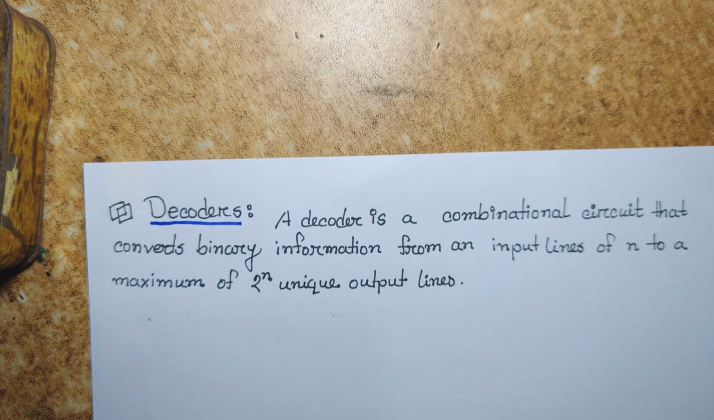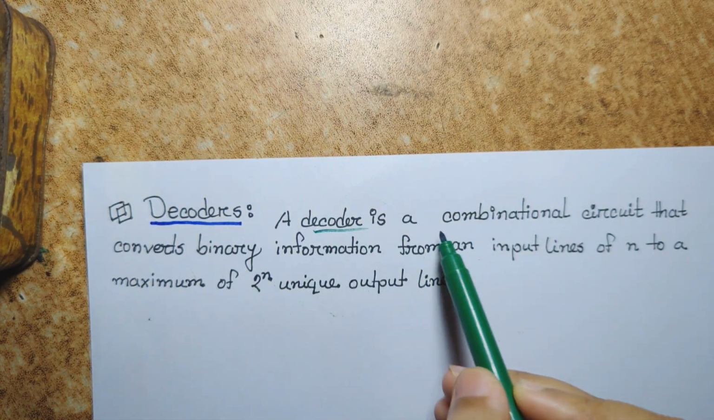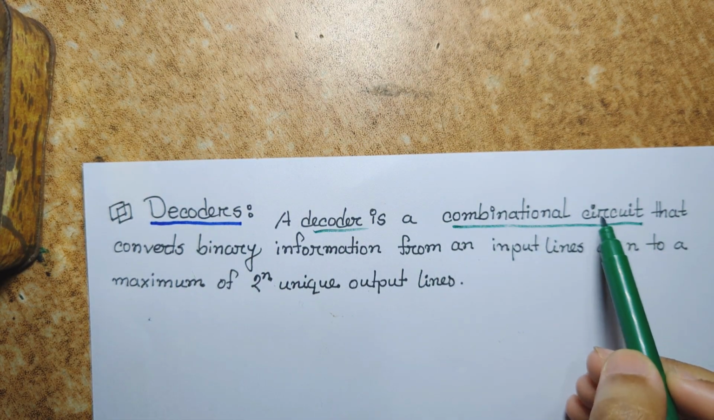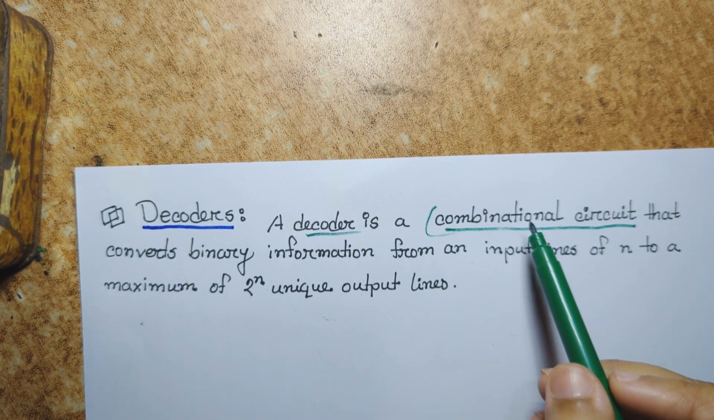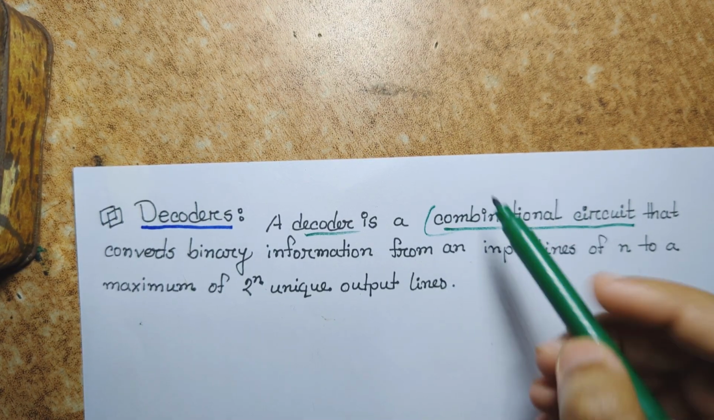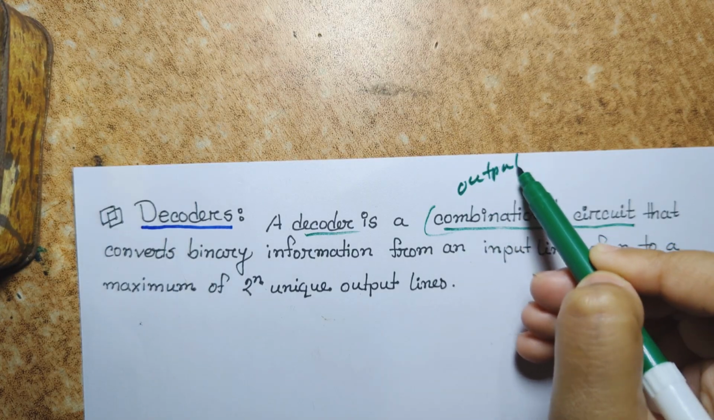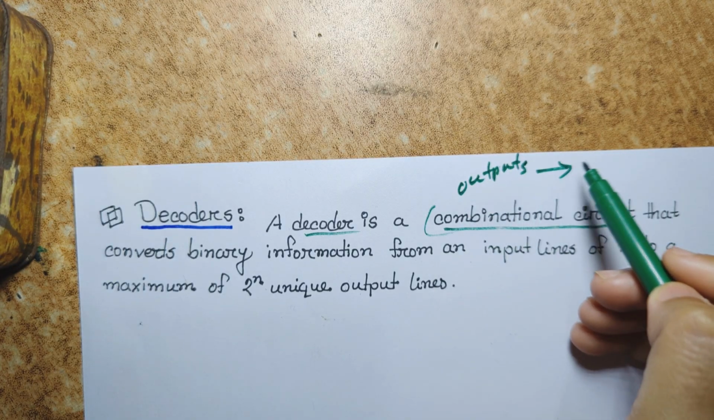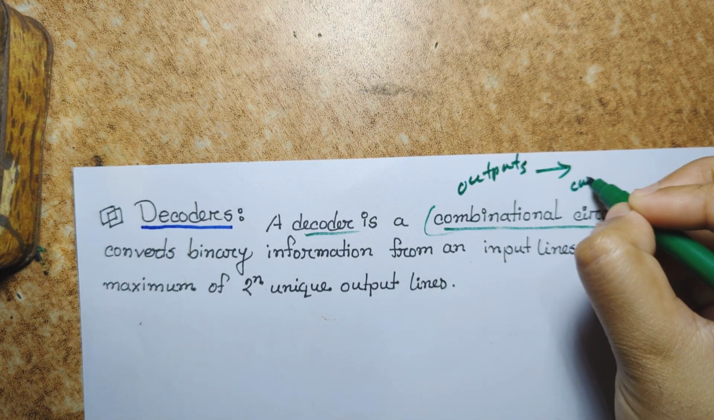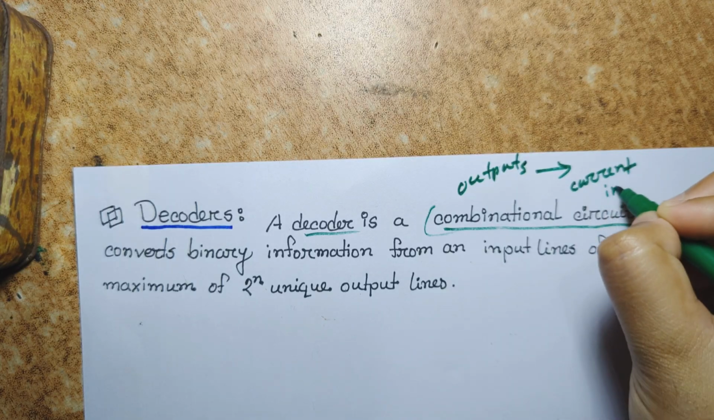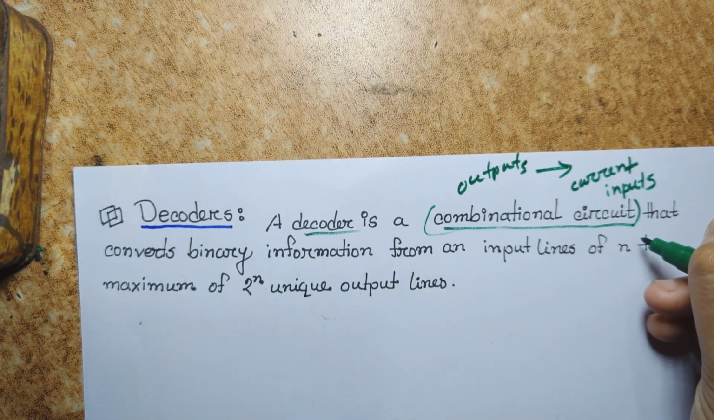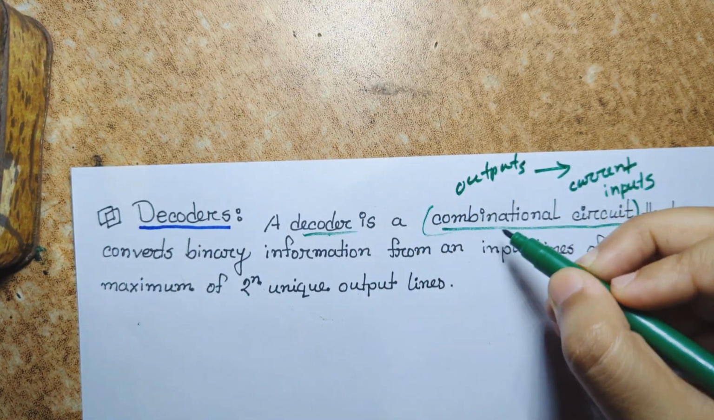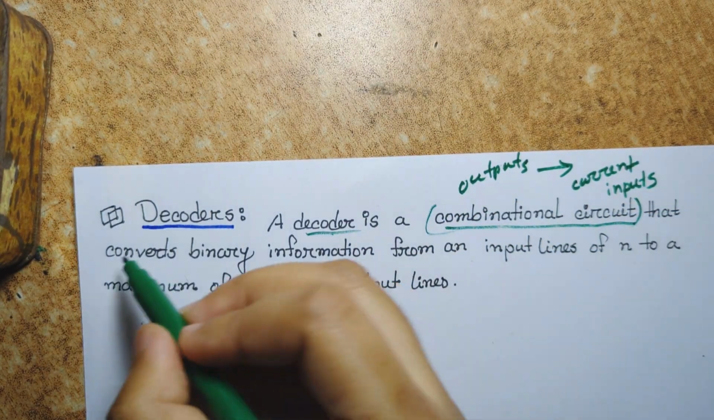Let's see the definition of the decoder. A decoder is a combinational circuit. What does this mean? A combinational circuit is one kind of digital circuit where the outputs depend only on the current inputs. That's called a combinational circuit. So this decoder is a combinational circuit that converts.